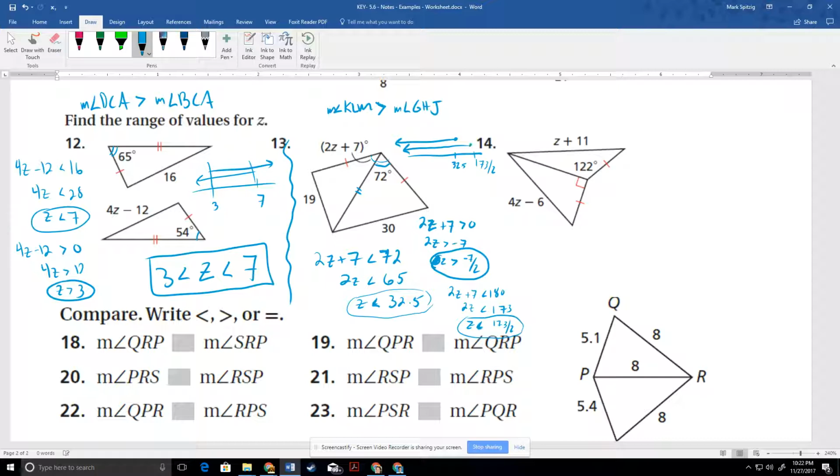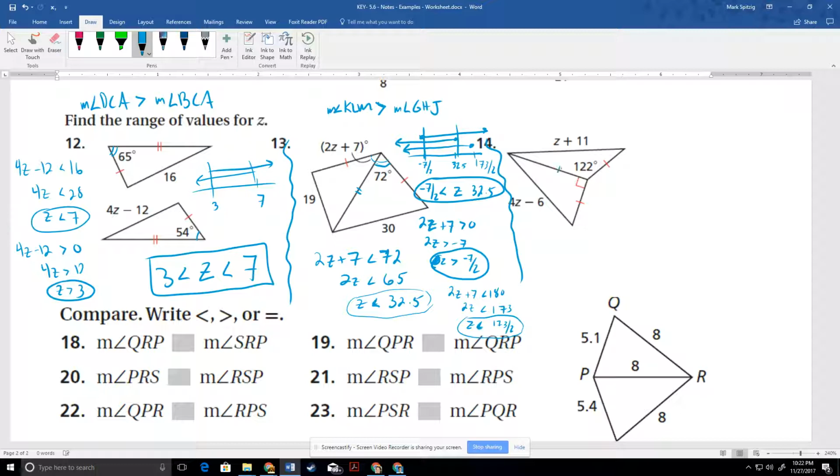And then we have greater than -7/2, so greater than that. So where they all overlap between here and here. So basically, z has to be between -7/2 and 32.5. I should probably have made that 3.5, -3.5. It might have made it easier, but whatever. I mixed it up. It's all good. Okay.